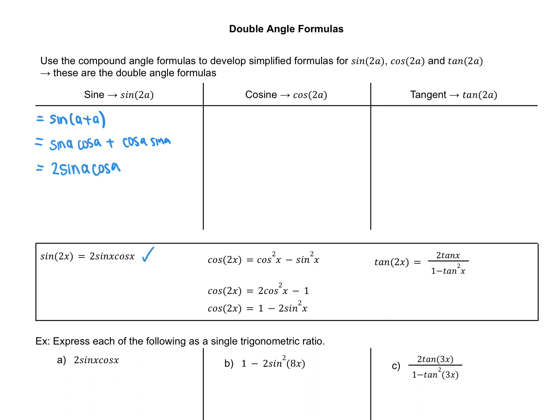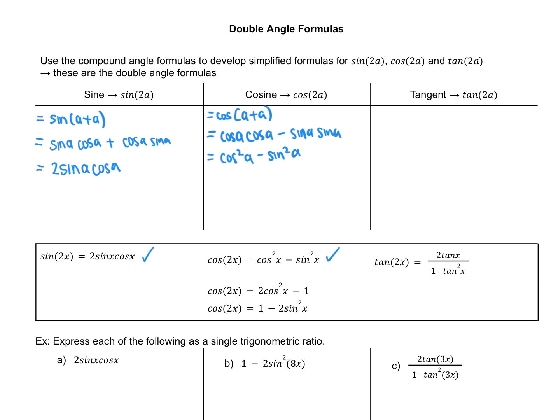Let's go to cos. Cos of 2a is just cos of a plus a. Using our compound angle formula, that's going to be cos a times cos a minus sine a times sine a. If we clean that up, that is just cos squared a minus sine squared a. And there's the first double angle formula for cos.